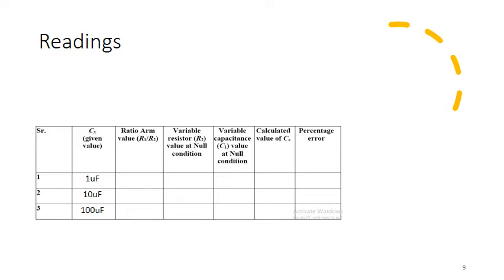First we will note down the reading of the ratio of arm values R1 over R2. Then we will move towards the variable resistor value that is obtained from the null detection condition. Next, the variable capacitance value at which we get the null detection, and then we calculate the value of Cx from the formula, and then we calculate the percentage error.